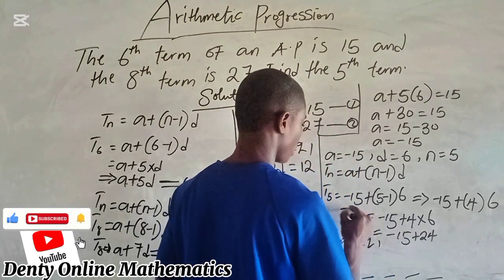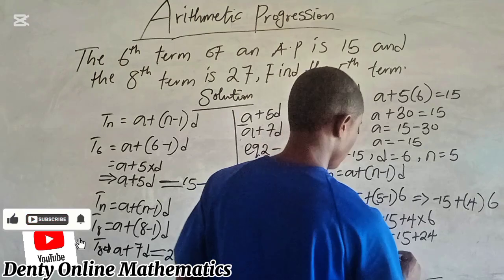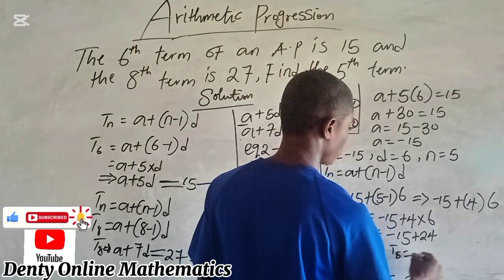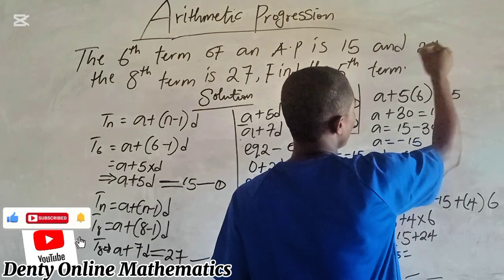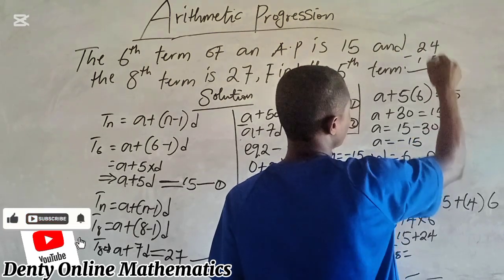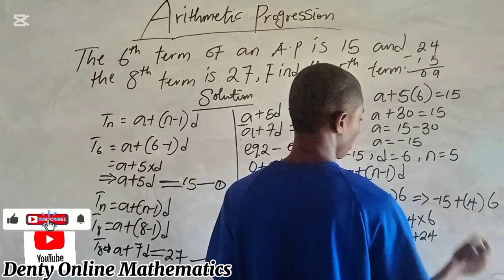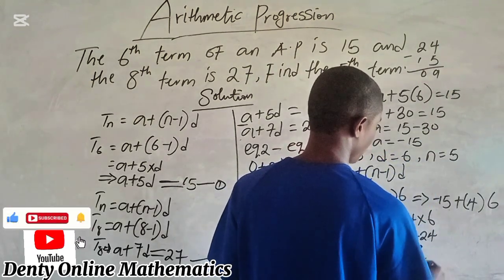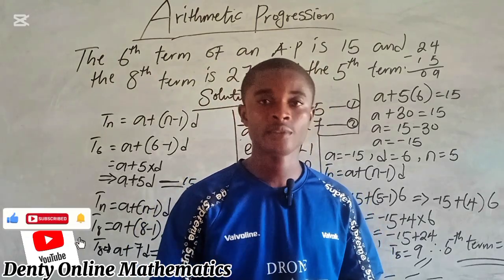Remember, all of this is our fifth term, T5. So T5 will be equal to minus 15 plus 24, which is the same thing as 24 minus 15. So everything will be equal to 9. So I can say T5 is equal to 9, because we are looking for the fifth term.